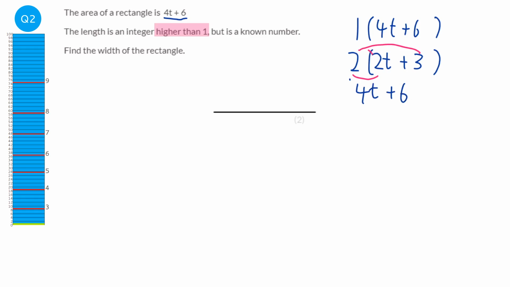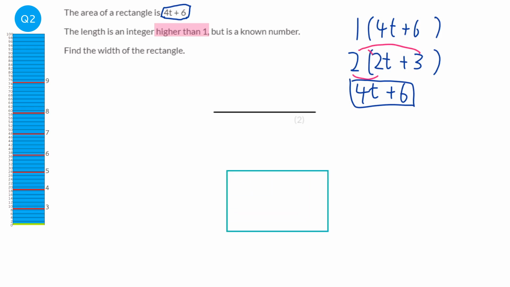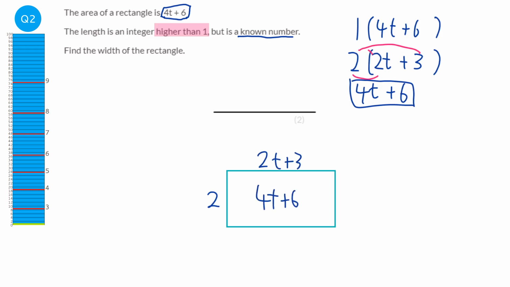So that works because that is the same as this in the question. So we know that 2 times 2t plus 3 works. In fact, it's the only one that works with it being an integer. So we therefore know that the known side, because it says it's a known number, is 2. And the other side will be 2t plus 3. And then when you multiply them together, you get the area of 4t plus 6.